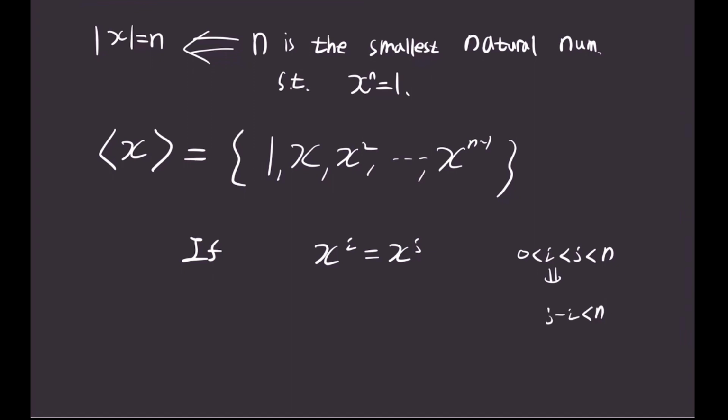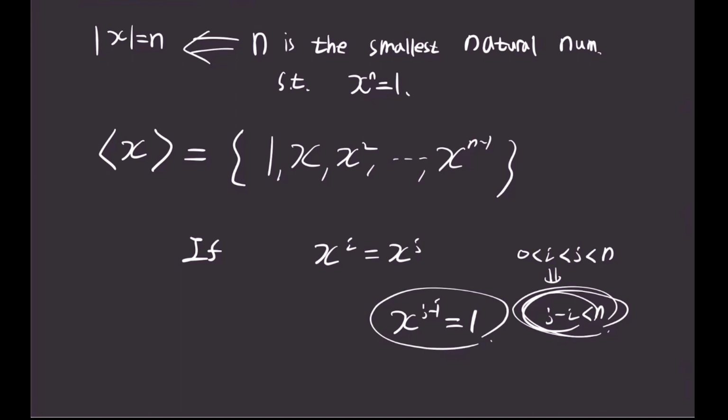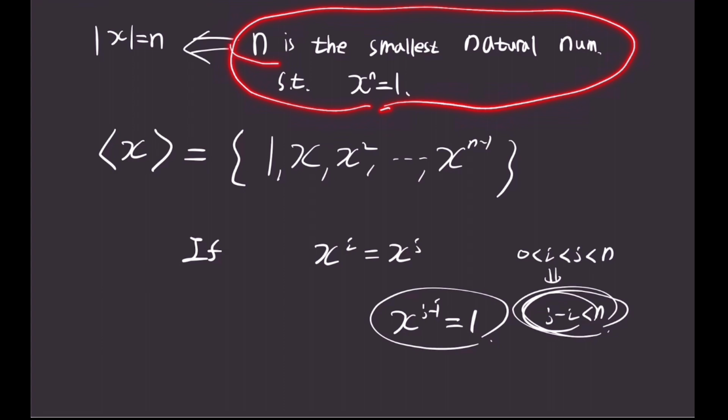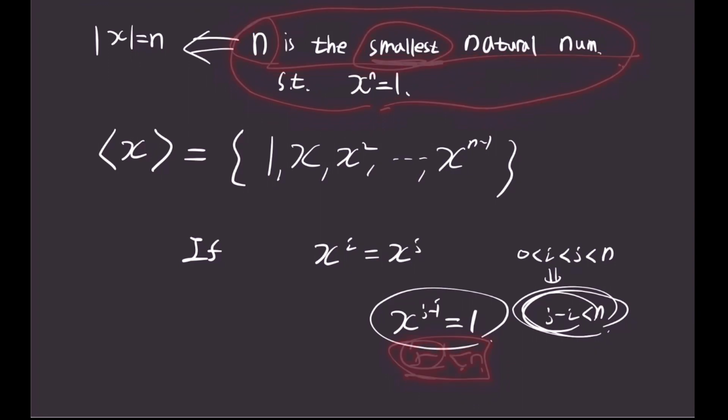Then j minus i is smaller than n, but also x to the power of j minus i is the identity. So this is a contradiction to our premise that n is the smallest natural number. j minus i is smaller, but also makes x the identity, right?